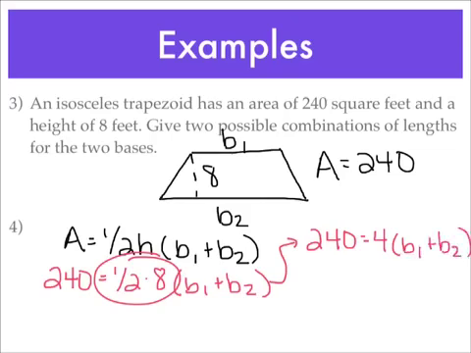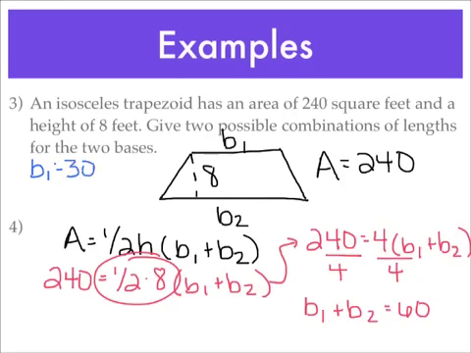How do I get rid of that 4? Divide by the 4. And I get base 1 plus base 2 equal to 60. What does that mean for my problem? B1 and B2 could each be 30. That's one combination, right? So I could have base 1 and base 2 both equal to 30. Could it? Does that work in a trapezoid?